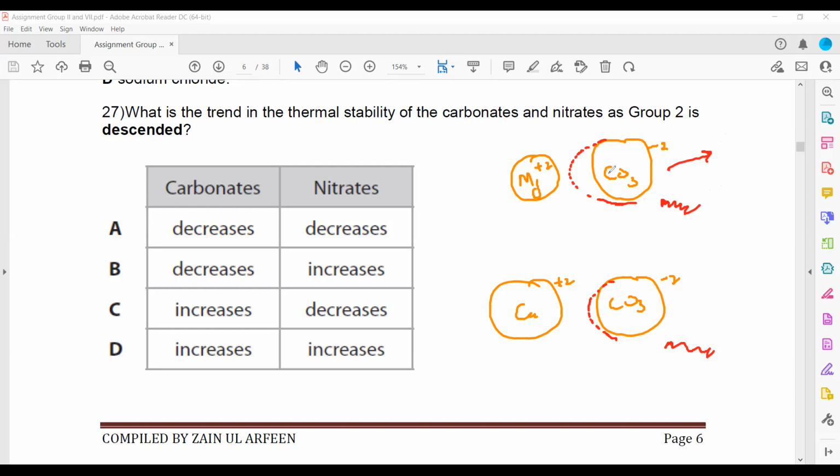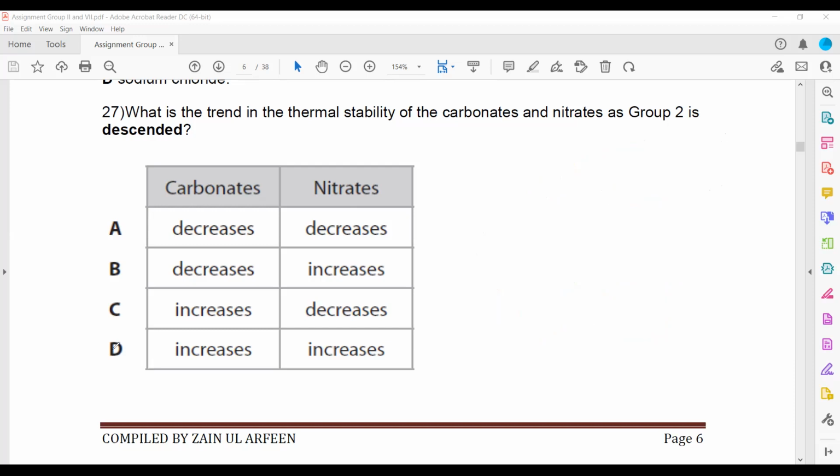The same thing happens if it is a nitrate. Magnesium causes more distortion, which reduces the strength of the nitrate, so it can decompose easily, but calcium does not. So whenever we go down the group, for carbonates, nitrates, hydroxides, sulfates, the thermal stability for all of them increases. So D should be the right answer. Is it clear? This one is about the thermal stability.